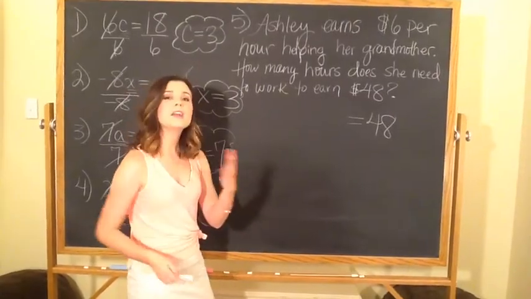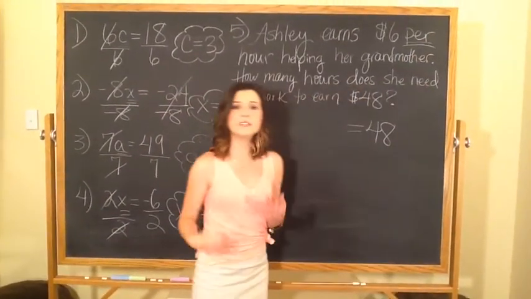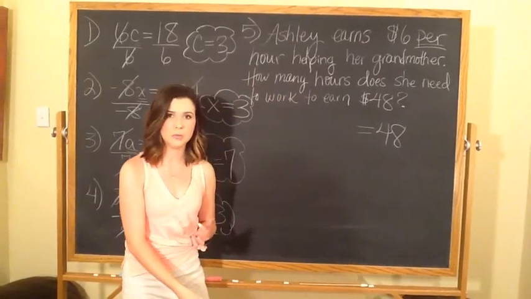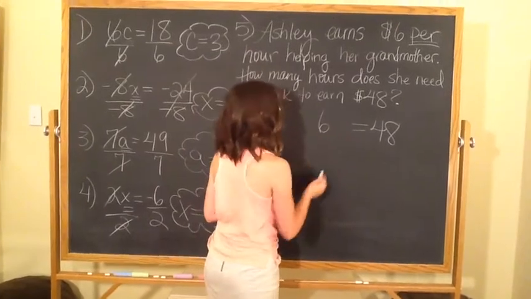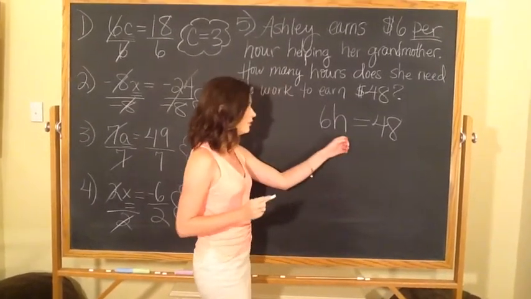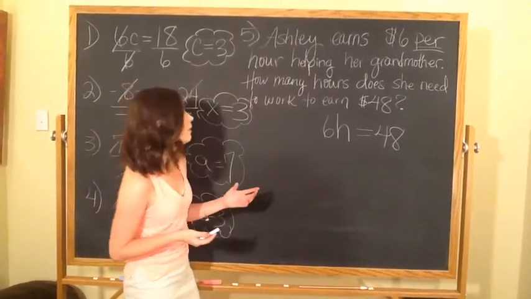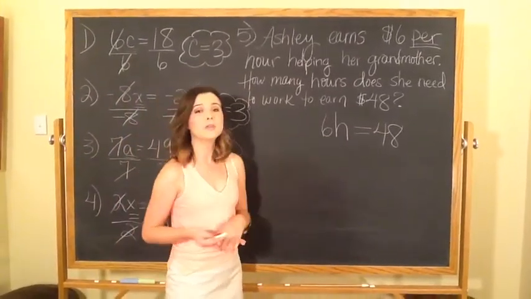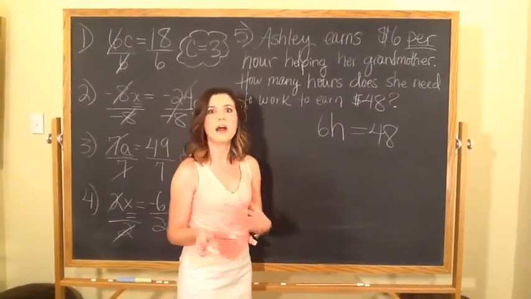Now, anytime it's talking about money per hour, anytime you see that per hour, it means multiplied by how many hours you work. And that will give you how much money you make. So if we have $6, we're going to multiply that by how many hours she works to get $48. I use the variable h because I'm looking for how many hours she needs to work. So this h kind of just reminds me I'm looking for hours.